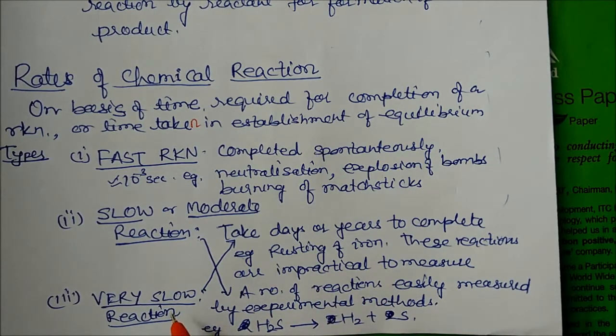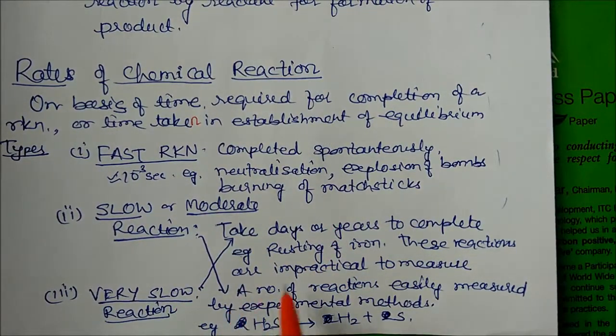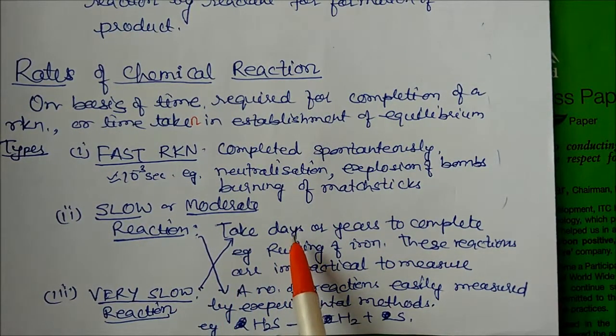There are so many reactions which are very slow reactions, which cannot be measured. These reactions may take days or years to complete. We cannot observe them. Reactions like rusting of iron are impractical to measure. We cannot measure these types of reactions. Like respiration and digestion, all these are very slow reactions. The energy is released very slowly, so it is difficult to measure.